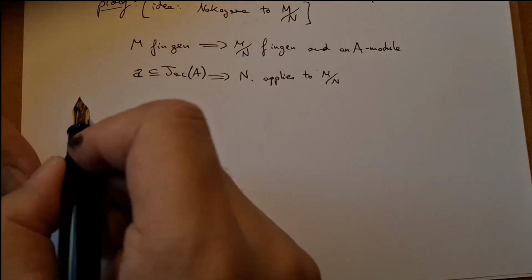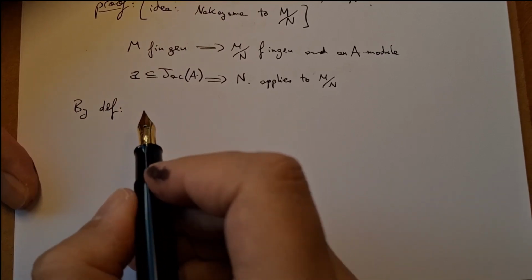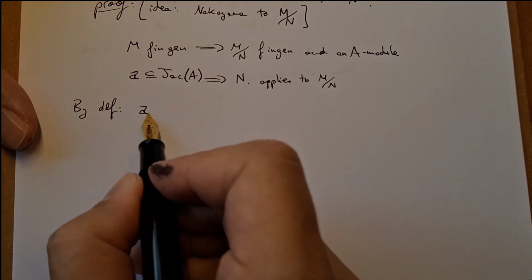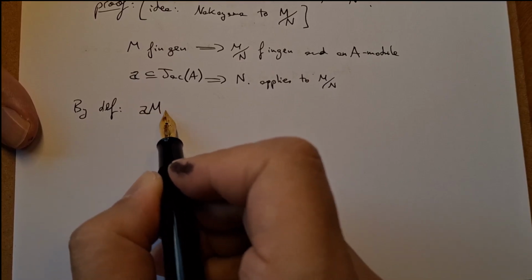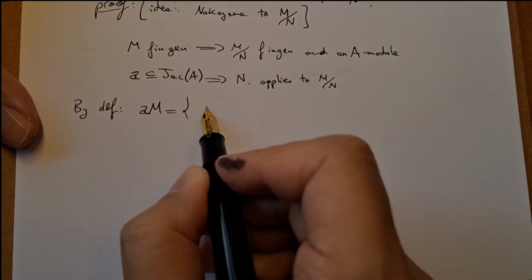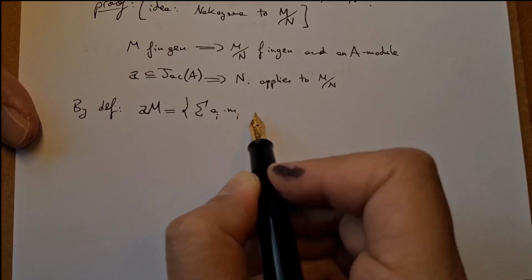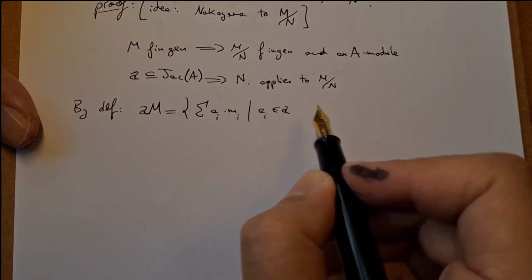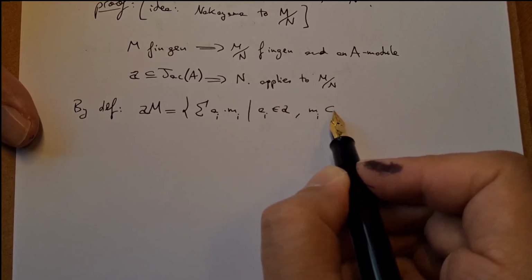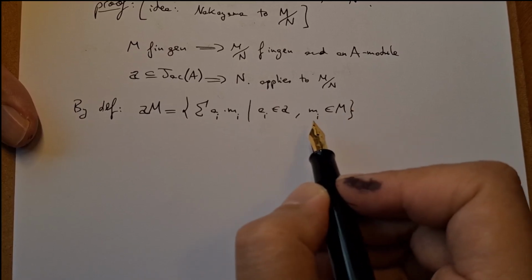So, by definition, we know that the ideal A multiplied by M, the module M, will have the following shape, which is like a summation of A sub i multiplied by M sub i, where A sub i are elements of the ideal A, and M sub i are elements of M, which actually they are the generators of the module M.